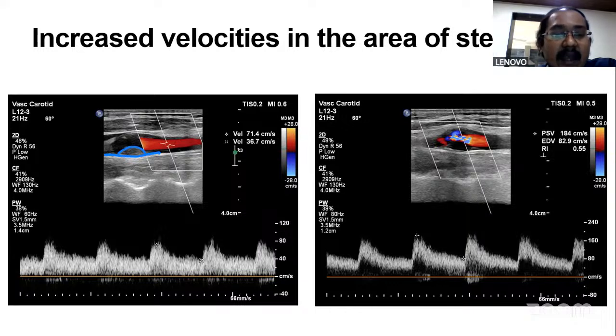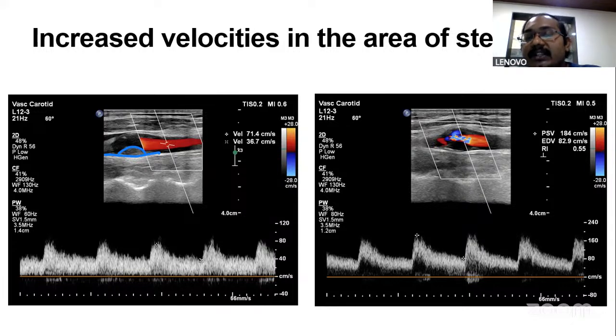So the first sample is taken before the flow goes into the stenotic segment, and we can see that peak systolic velocity is 71.4 centimeters per second, and this is the waveform. Now, as the blood enters this stenotic segment, we have taken a sample. Here you can see that peak systolic velocity is 184 centimeters per second. As we have said before, whenever there is a stenosis, by virtue of narrowing of the vessels, there is an increase in velocity. So peak systolic velocity has increased here.